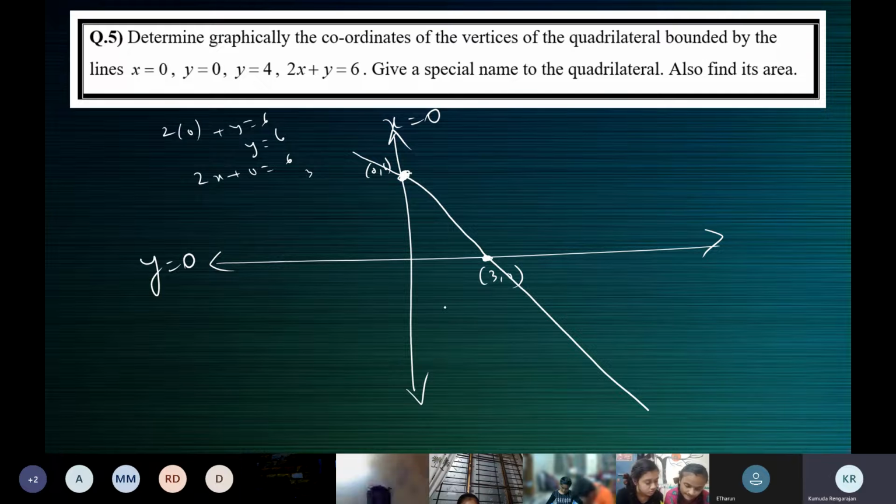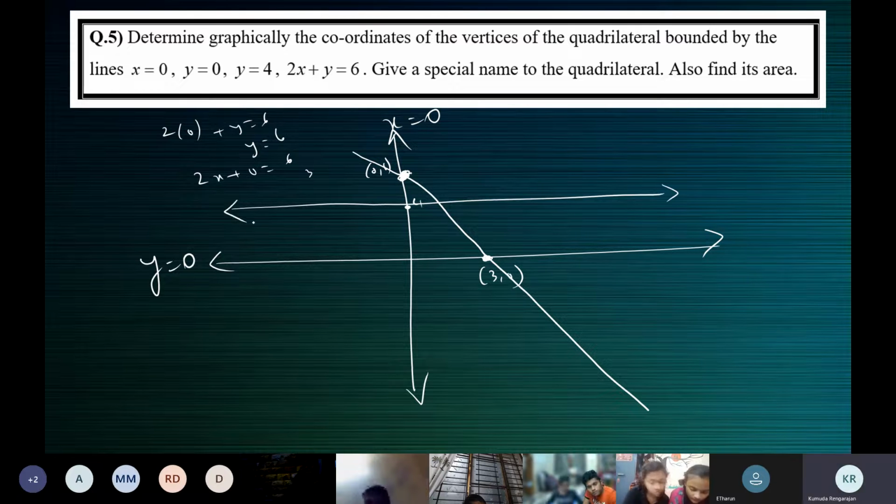And then y is equal to 4. Y is equal to 4 will be a line parallel to the x-axis at a distance of 4 units above it. So like this, 4 units, no? So we'll get a line like this. Did you get this? It should cut 4 on the y-axis. All of you got this or no? Yes, ma'am. Y is equal to 4 means y is always 4 for any value of x.